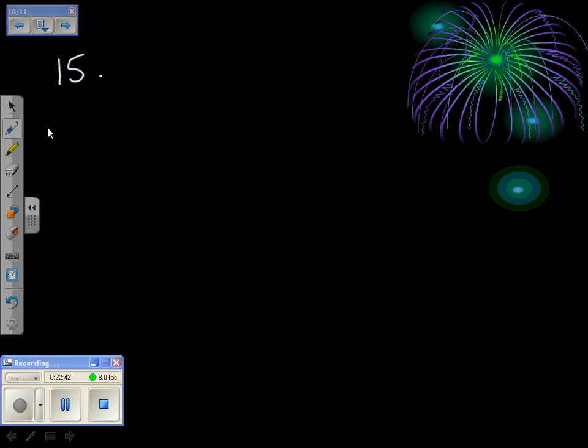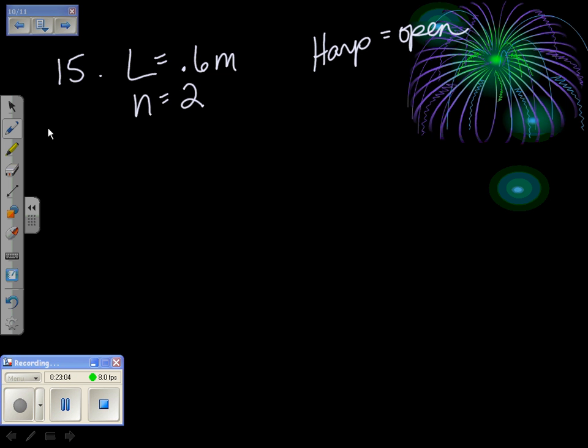Number 15. Again, we are told that we have Harvey the harpist, and they pluck a string that has a length of 0.6 meters. And we are in the first overtone. Well, the first overtone, since it is a harp, it is open. So the first overtone will just be 2 as the n. And we're told that the frequency at that point is 1046.6 hertz. And we're asked to solve for the speed.